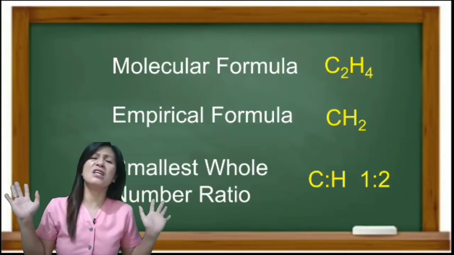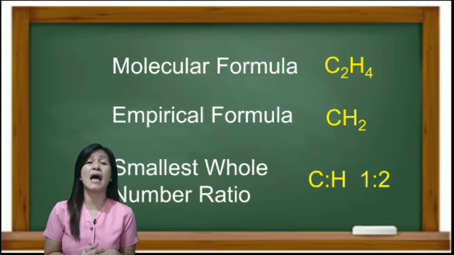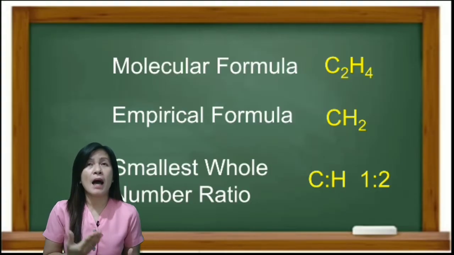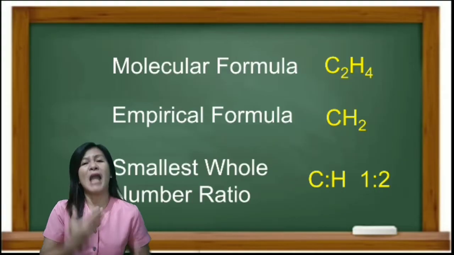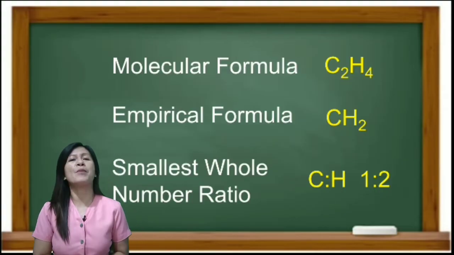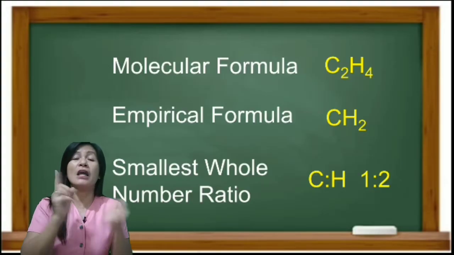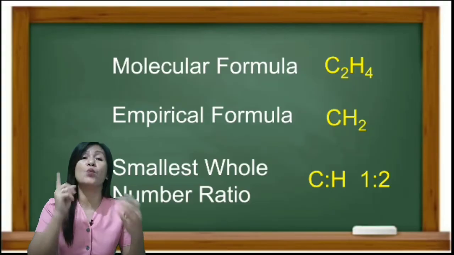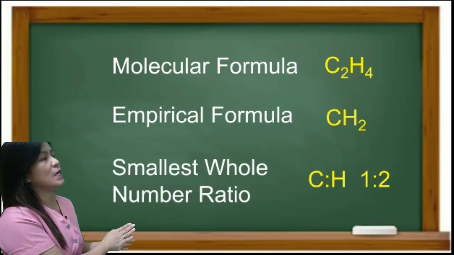So what's again the difference between molecular formula and empirical formula? Empirical formula is the simplest whole number ratio of atoms present in a compound. Molecular formula gives us the actual number of atoms present in one molecule or in one compound. There are other examples here, as you can see.